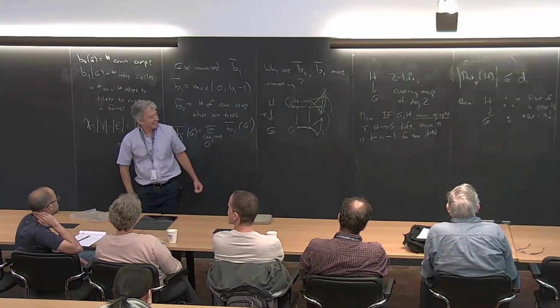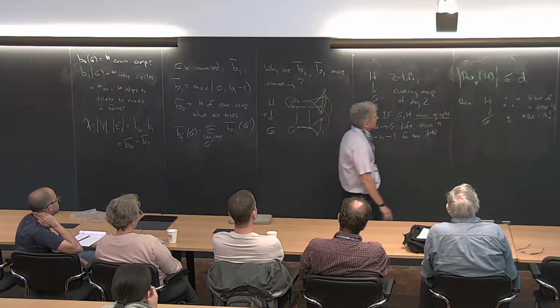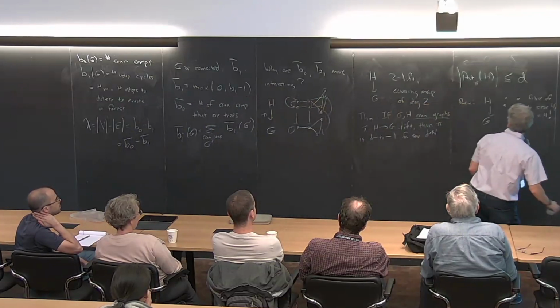What if H is a complete graph there? How does that work? So if H is a complete graph.